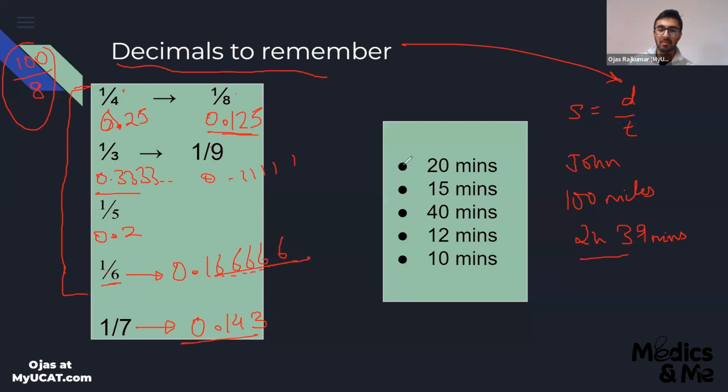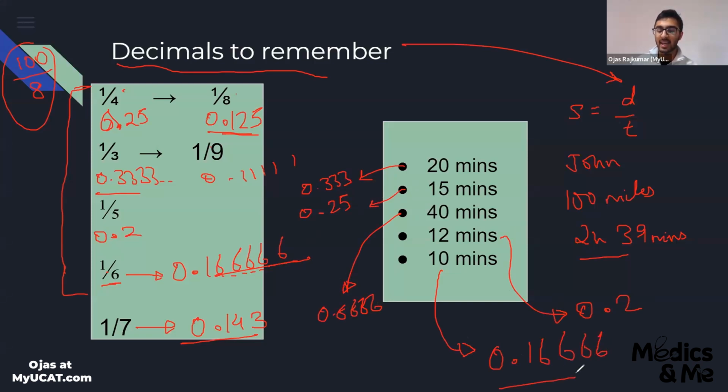And how are you going to use them? Well, for example, if we have 20 minutes, that's a third of an hour, so 0.333. If you have 15 minutes, that's a quarter of an hour, 0.25. If you have 40 minutes, that's two-thirds of an hour, so 0.33 doubled, 0.666. If you have 12 minutes, that's a fifth of an hour, so 0.2. And if you have 10 minutes, that's a sixth of an hour, so 0.1666.